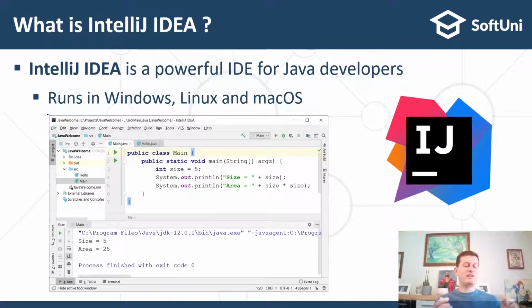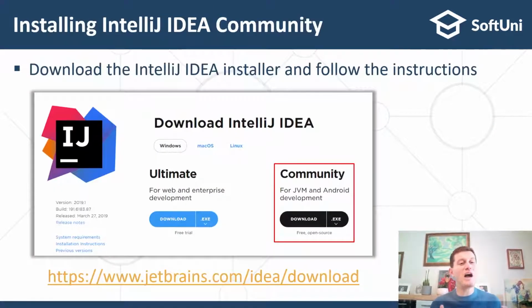It is just an editor plus compiler plus debugger plus many other tools for developers which are bundled together in order to simplify your job in writing code, in debugging code, in running code, etc. So, how to install IntelliJ Community Edition?